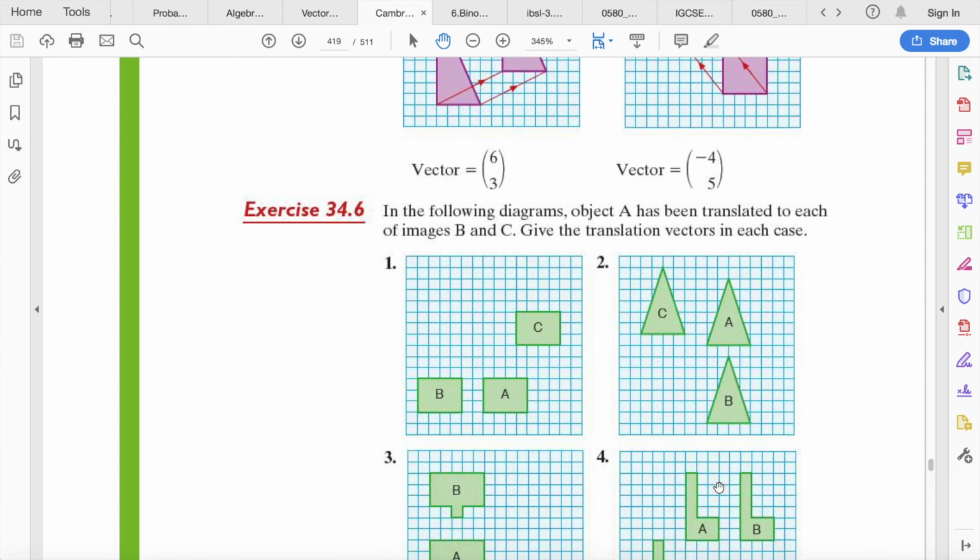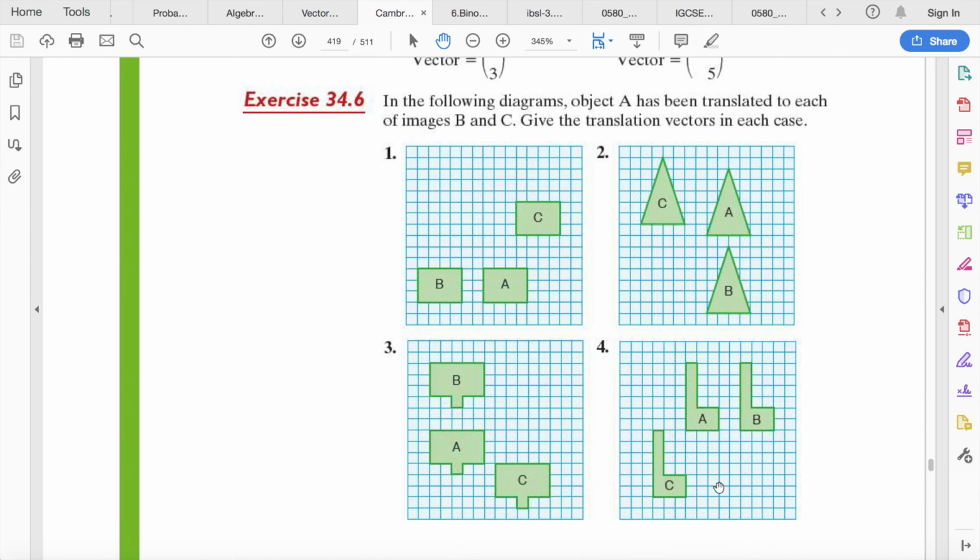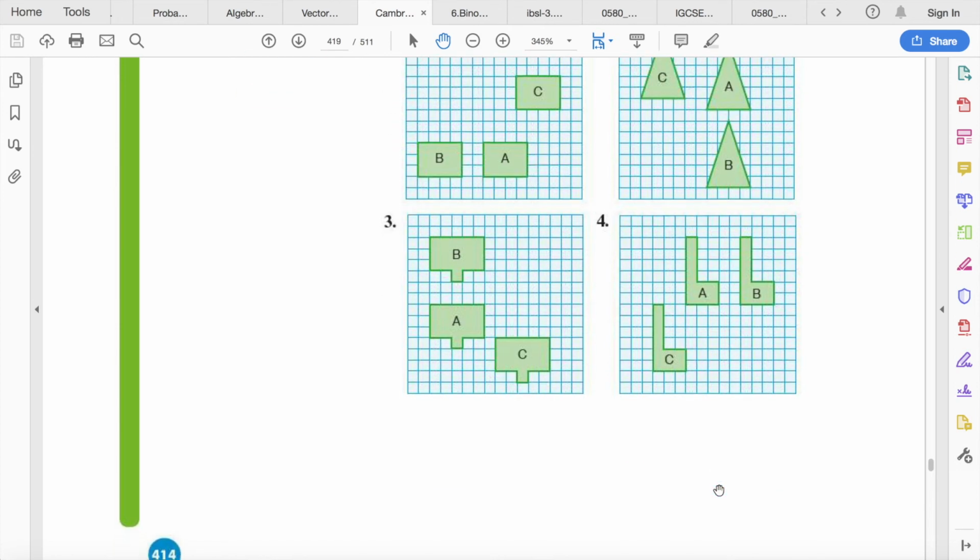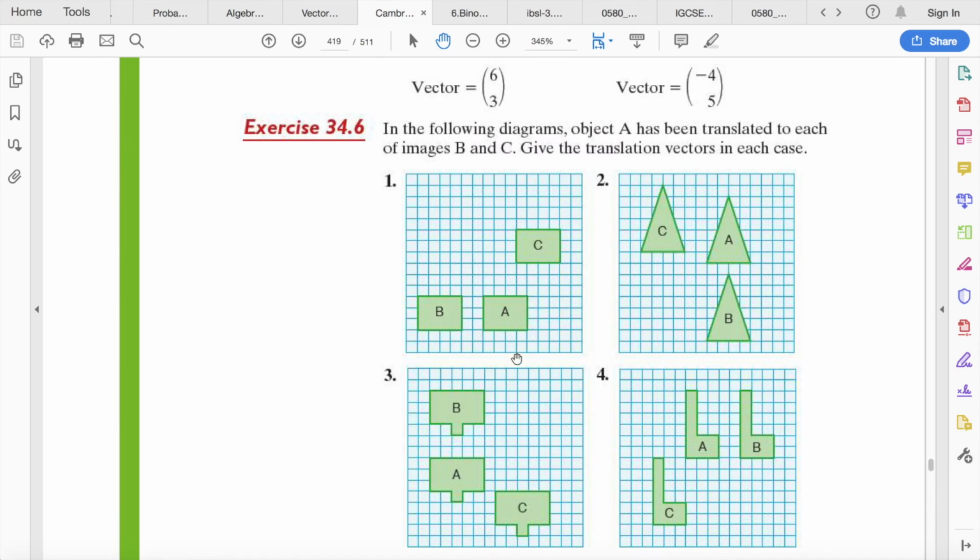Now, I would like you, as homework, to do these 4 questions. I just explained the question. It says, in the following diagrams, object A has been translated to each of images B and C. Give the translation vectors in each case. So you have to express for each of them 2 vectors of translation. For example, one's A to B, one's A to C.